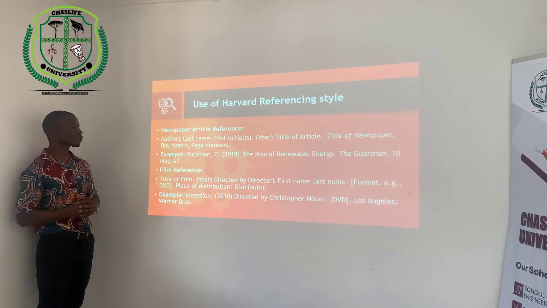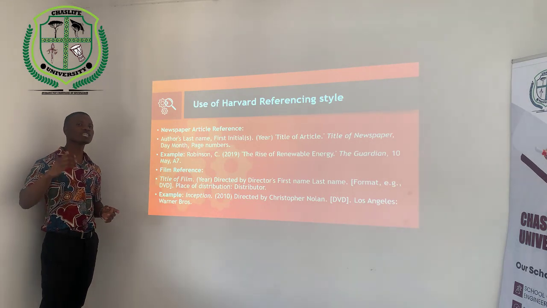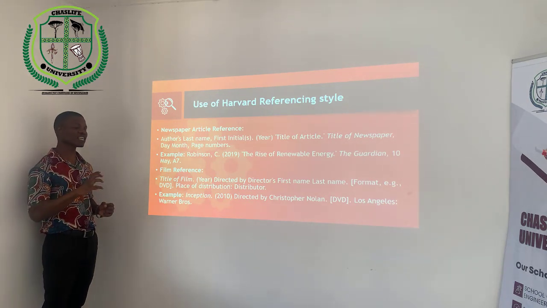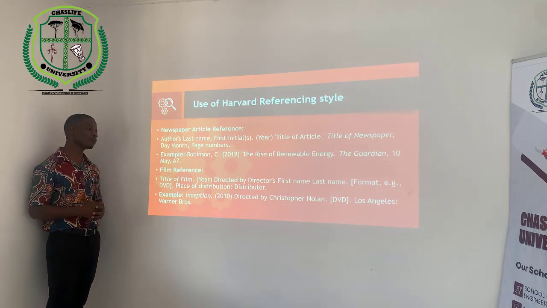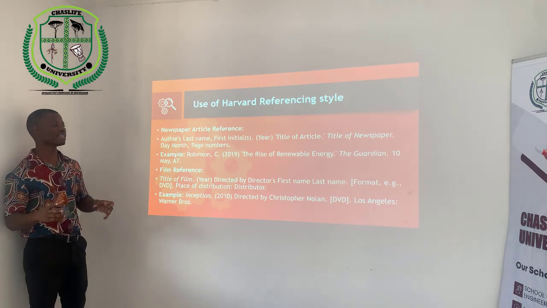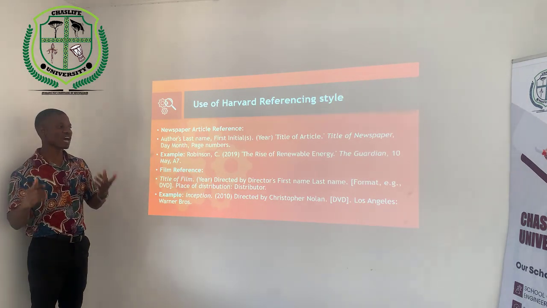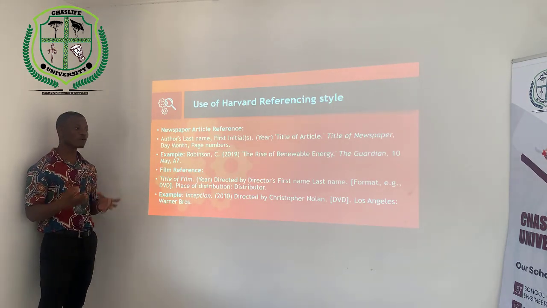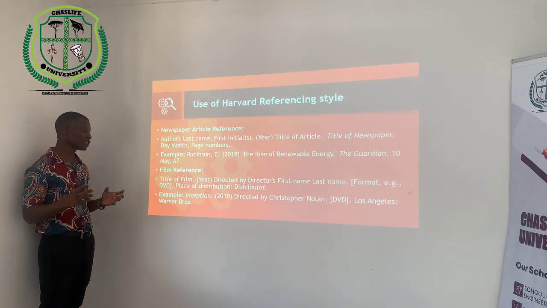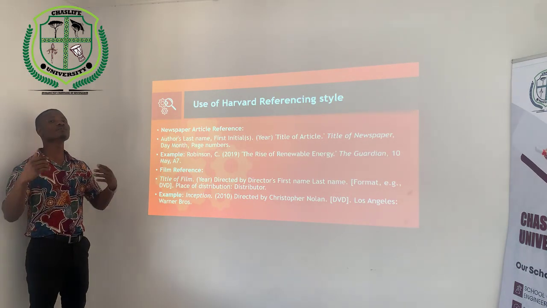The first thing that you are supposed to put is the title of the film, and then the year, followed by directed by, the director's first name and then last name. And then the format, for example DVD, and then the place of distribution and the distributor.